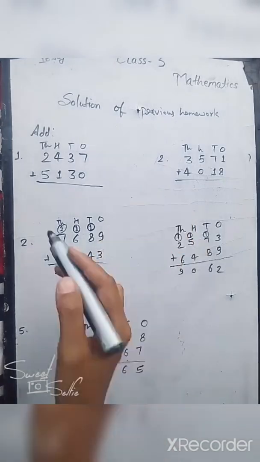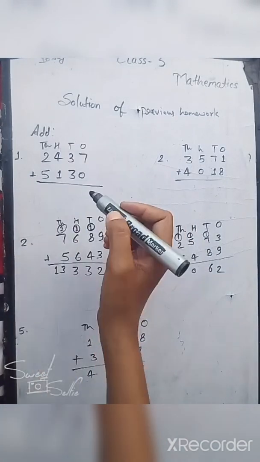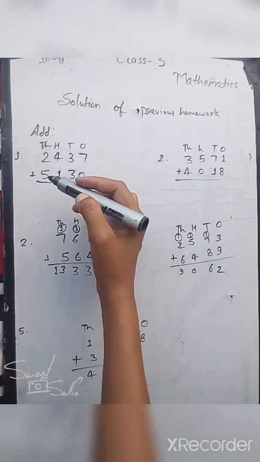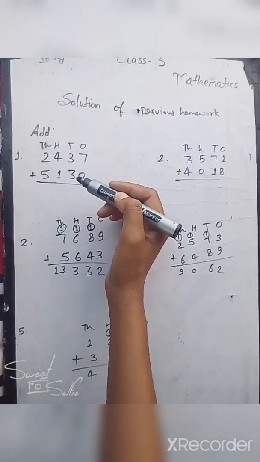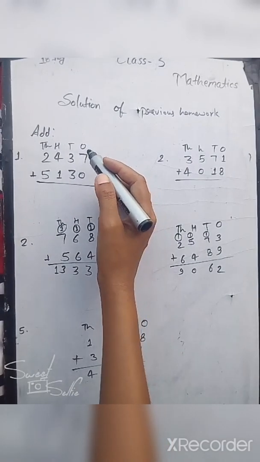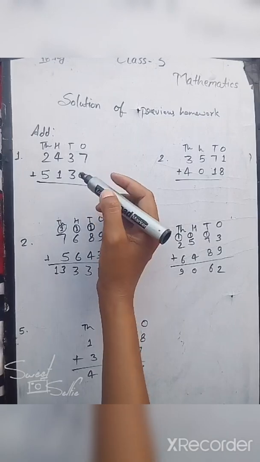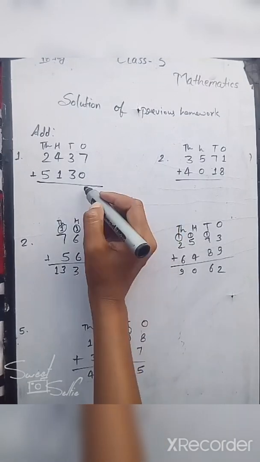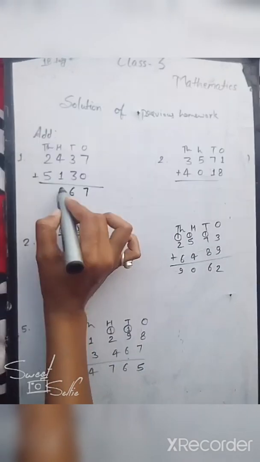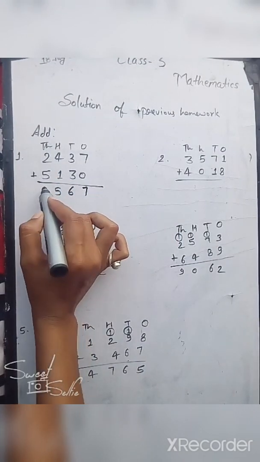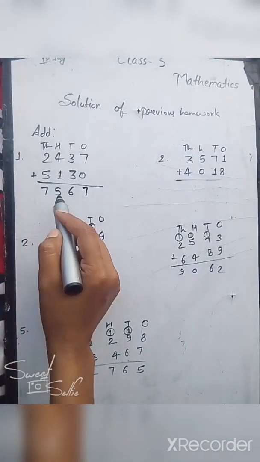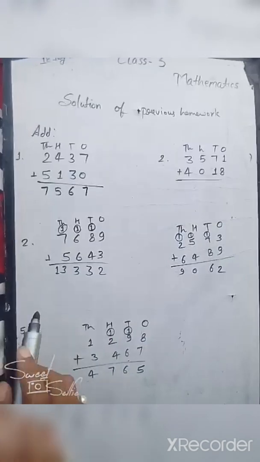Okay, so we will start from ones. Now we have to add 2437 and 5130. So we will start adding from ones. Okay, so 7 plus 0, 7, 3 and 3, 6, 4, 1, 5 and 2, 5, 7. Okay, so we get 7567.